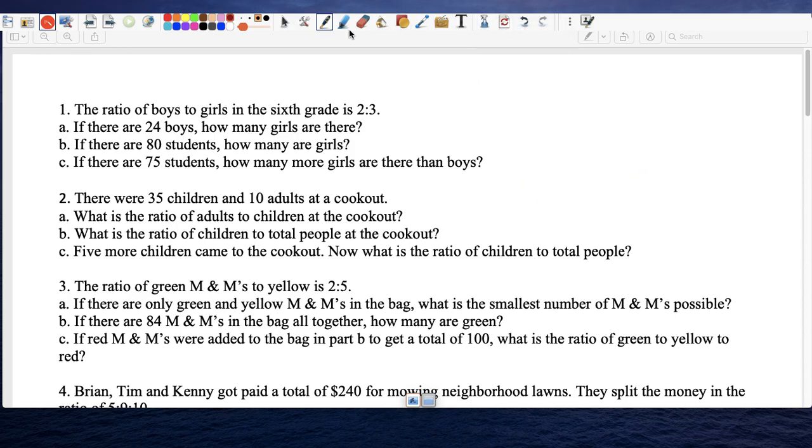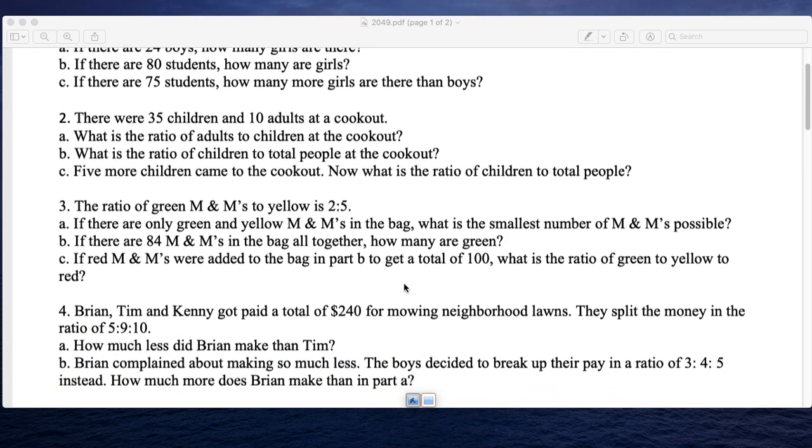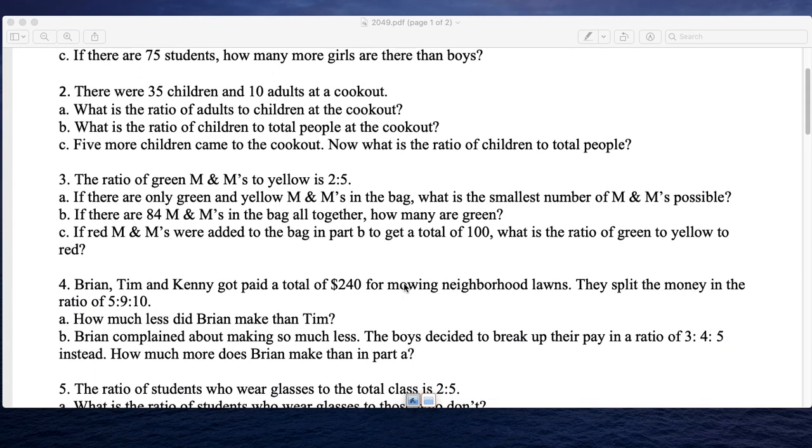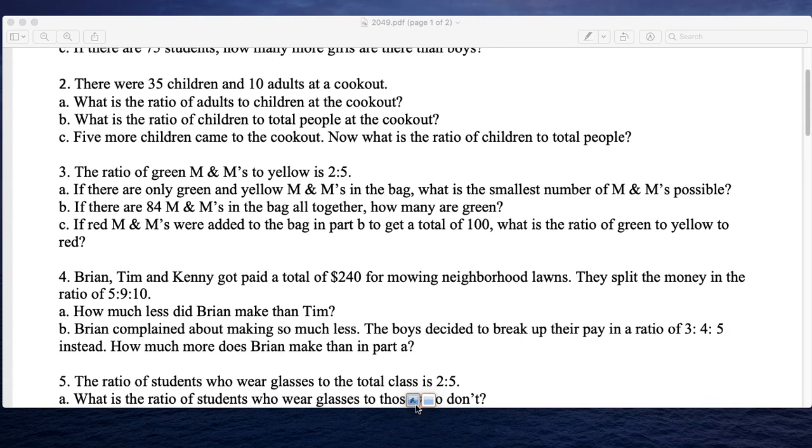All right. Now I know it's been a while since you did ratios last year, but you should have no problems doing this.